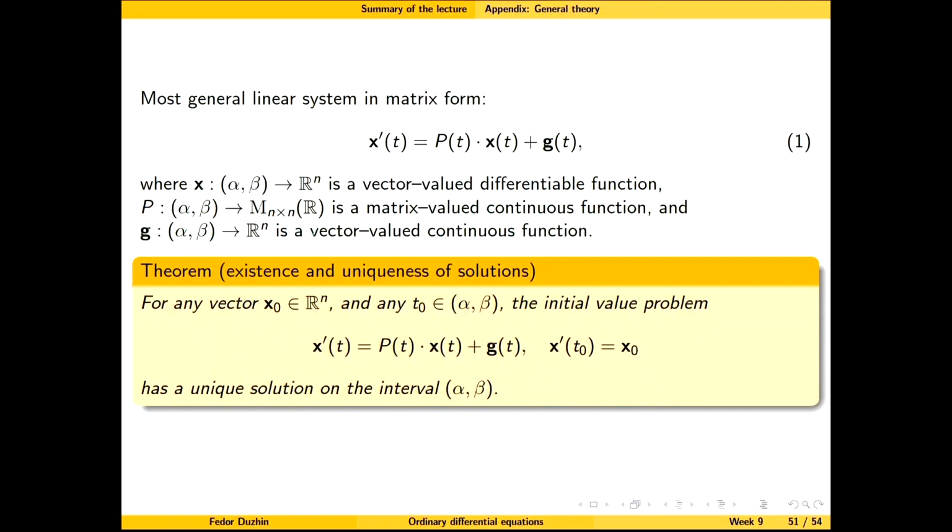Finally, I would like to clarify a little bit more about the general theory of linear systems of differential equations, right? So that's the most general linear system in a matrix form. And then we have the theorem of existence and uniqueness of solutions. If both p of t and g of t are defined on some interval from alpha to beta, then the initial value problem has a unique solution on the same interval from alpha to beta. This is for linear systems. If the system is non-linear, then still we have the theorem of existence and uniqueness of solutions, but the domain of a solution can be smaller than the interval from alpha to beta.